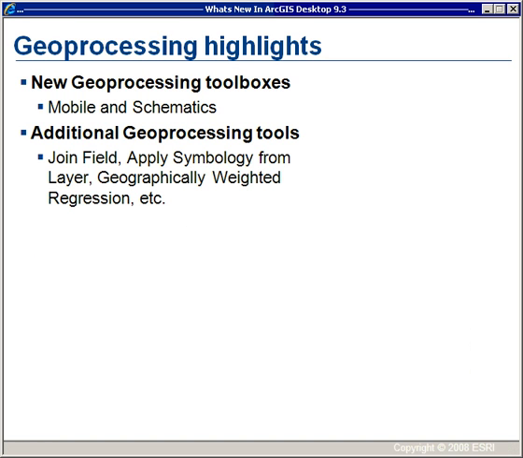Moving along a little, the geoprocessing team have introduced several new highlights to geoprocessing in ArcGIS 9.3. Two of these are two new toolboxes, a mobile and a schematics toolbox for the schematics extension that allows you to use geoprocessing tools with the schematics and mobile functionality. Also, additional geoprocessing tools have been added for joining with join fields, and geographically weighted regression from the spatial statistics team is a new tool that's been added. One of the more exciting tools that I really like is the apply symbology from layer tool that has been added.